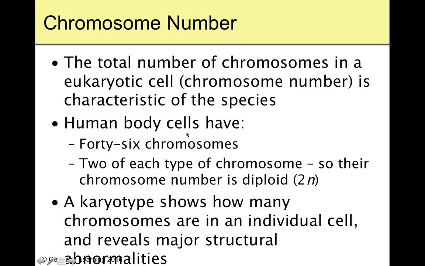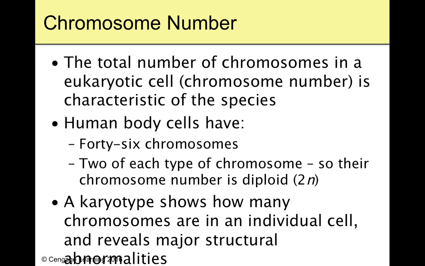But for humans, 46. So we have 23 pairs. We're 2N. We have 2 copies of chromosome 1. You have 2 copies of chromosome 2, you have 2 copies of chromosome 3, on and on and on and on, until you get to 22. And then if you are a female, you most likely have 2 X chromosomes, and if you are a male, you most likely have 1 X chromosome and 1 Y chromosome. There are variations in that, but they are pretty rare.